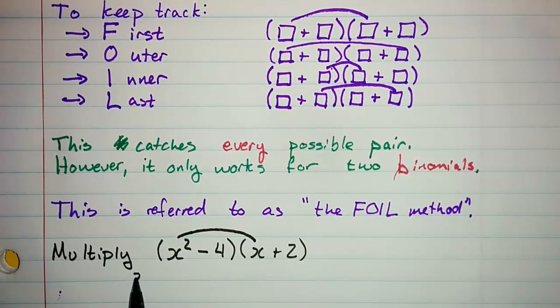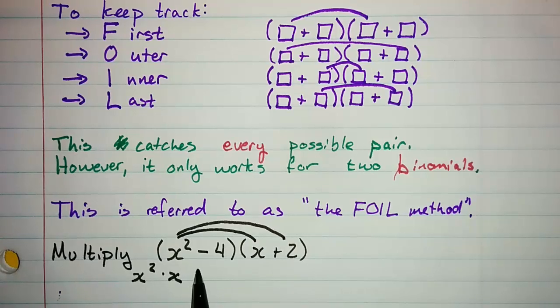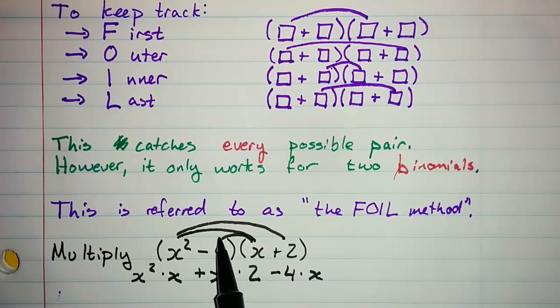Multiplying our first terms, I'll have x squared times x. Multiplying my outer terms, I'll have x squared times positive 2. Multiplying my inner terms, I'll have negative 4 times x. And multiplying my last terms, I'll have negative 4 times positive 2.